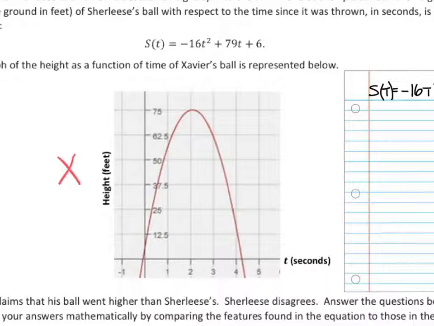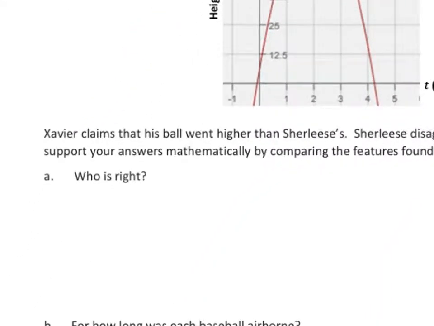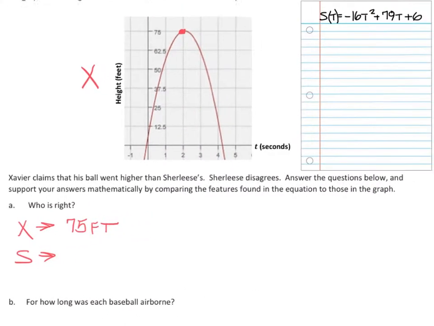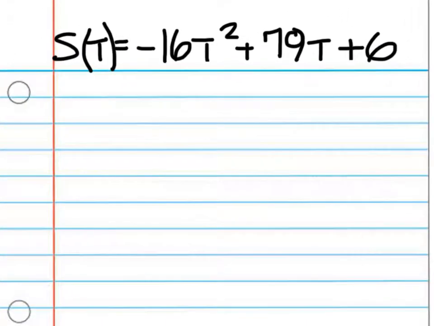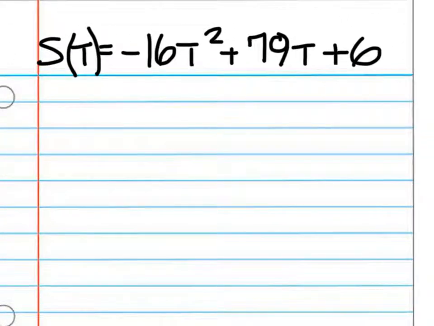Where it hits the top and comes back down. What point is that called? The vertex. Yeah, so the vertex of Xavier's throw is there. And about how many feet is that above ground? 75. Okay, so we'll come down here and we'll estimate that Xavier's throw went about 75 feet high. But we still have Shirlise to deal with. And Shirlise has this function here. What can we do with this function to figure out how high her throw went?